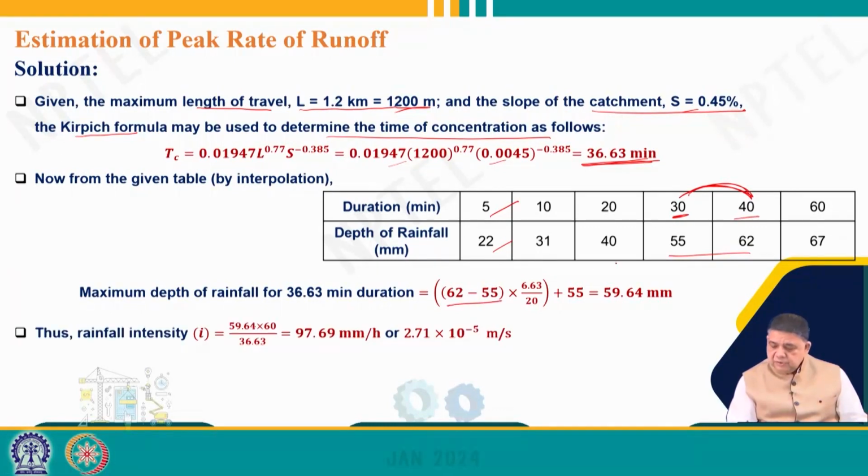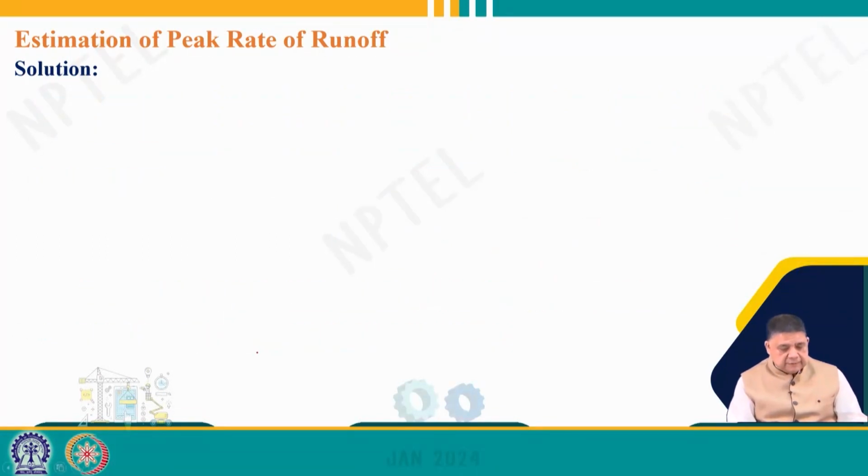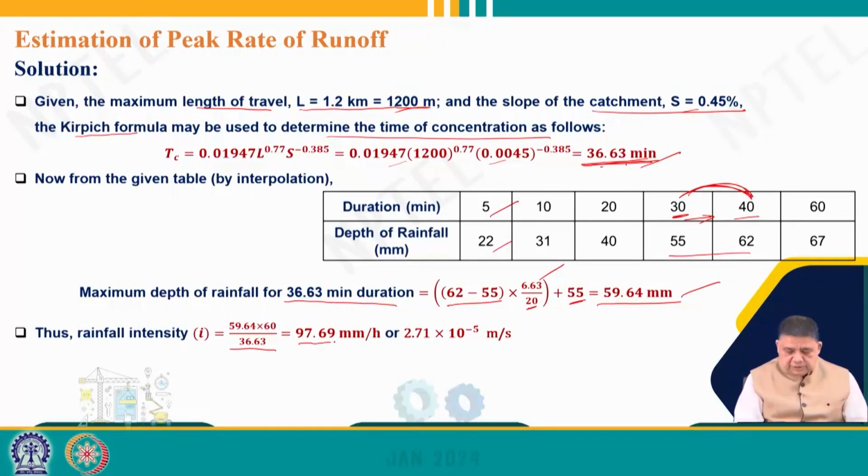62.55 times 6.63, that is 36.63, that means from here it is 6.63 divided by 10, and of course, for 30 it is 55. Using this, the maximum depth of rainfall for 36.63 minutes of duration, we get 59.64 millimeters from this table. Because we know the duration and we know the depth, we can find out the rainfall intensity, which comes out to be 97.69 millimeters per hour, or 2.71 into 10 to the minus 5 meters per second. That is the unit we require to be able to use it.